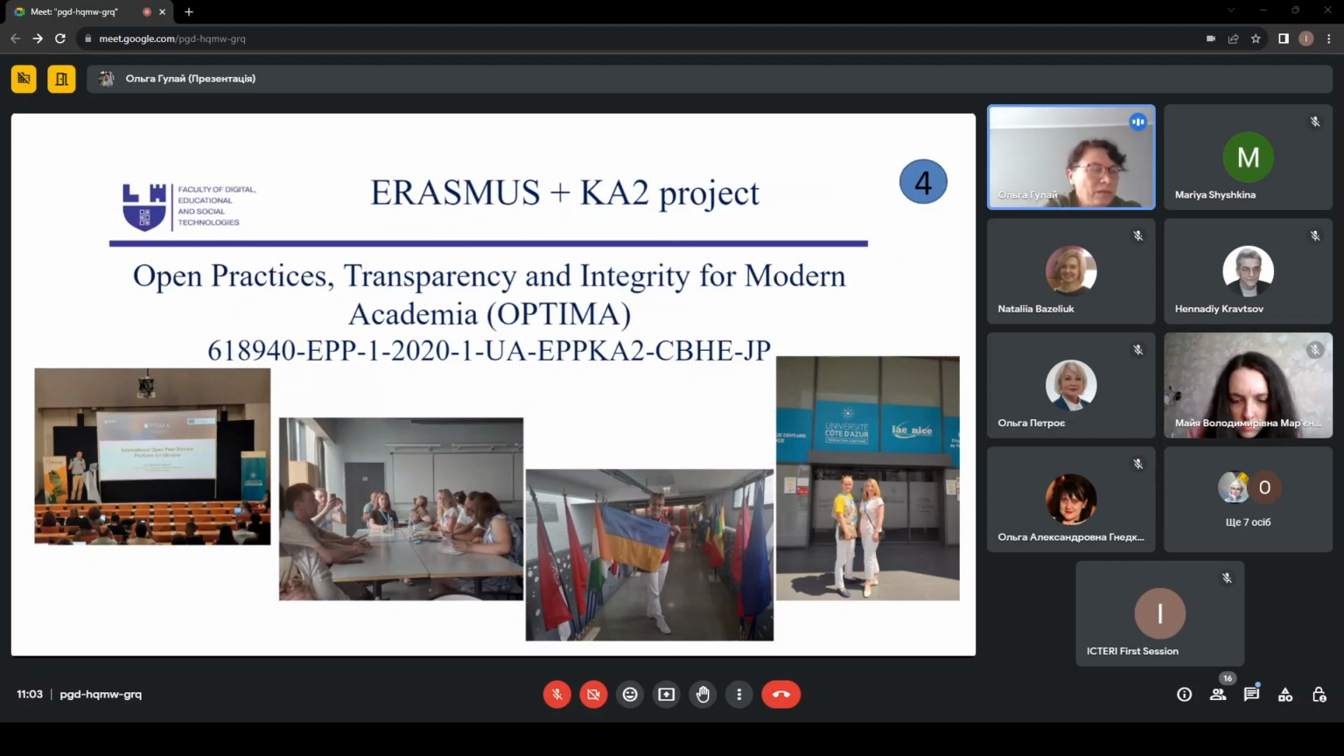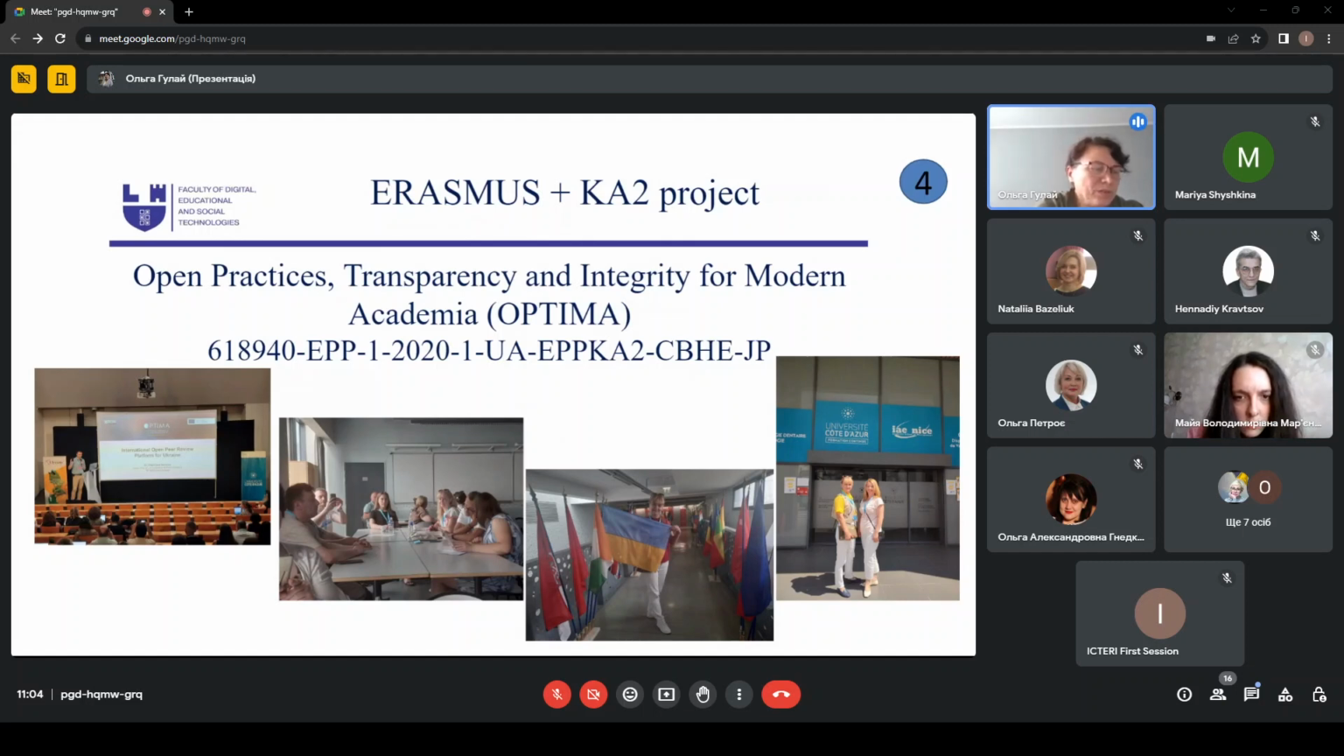Active implementation of the principle of open science at Lutsk National Technical University is associated with participation in the Erasmus Plus KA2 project, Open Practice, Transparency, and Integrity for Modern Academia, OPTIMA. The main goal of the project is to implement the ideas and practice of open science in order to improve the quality of educational service in Ukraine.